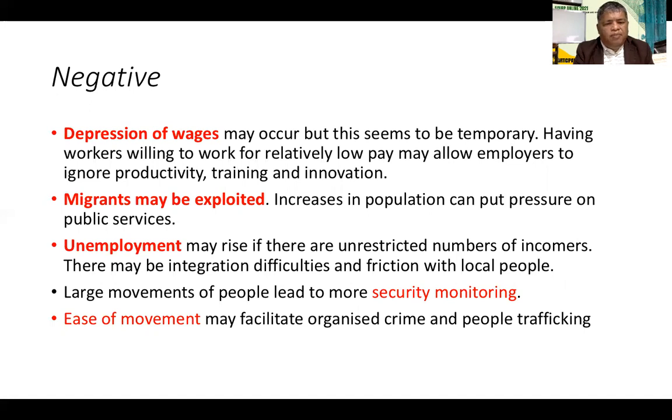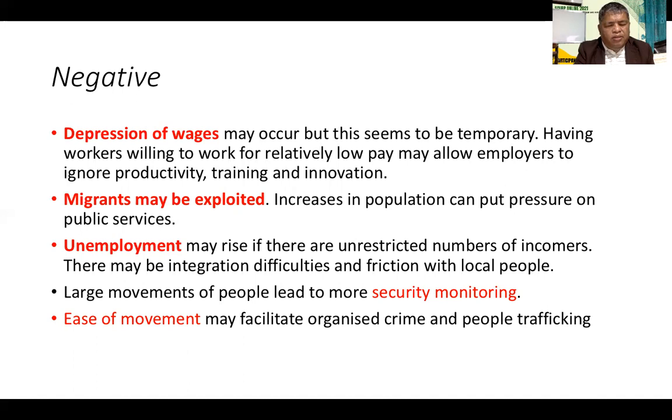Increases in population can put pressure on public services, kasi kailangan mo rin ng mga public services, health services, or whatever. So pwedeng ma-exploit ang mga migrants. Unemployment may rise if there are unrestricted numbers of incomers. There may be integration difficulties and friction with local people. Dito na papasok yung racism. No? Racism, because feeling ng mga lokal ng isang bansa, nawawalan sila ng trabaho dahil sa mga immigrants.